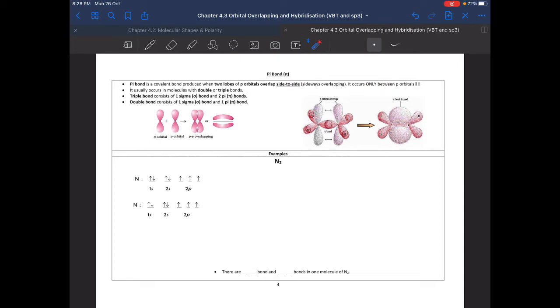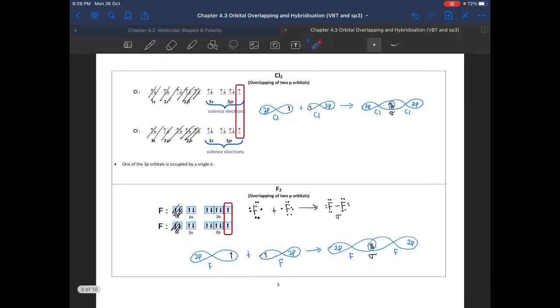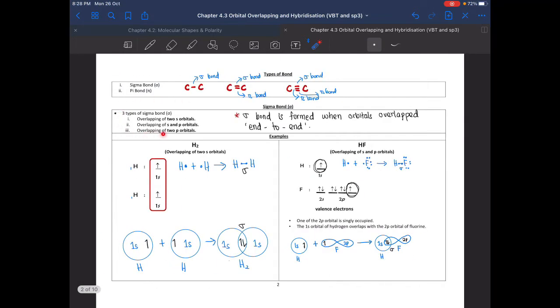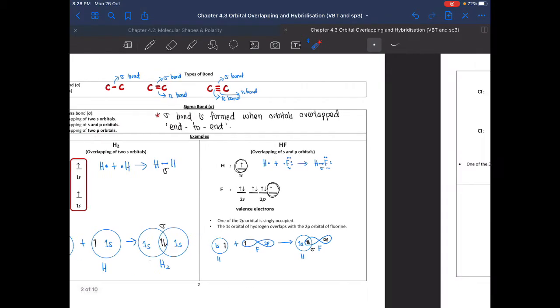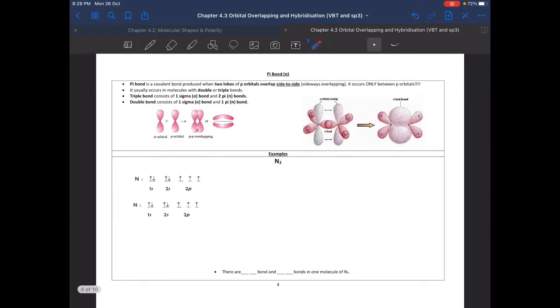Kalau tadi kalau untuk sigma bond, there are three ways to produce sigma bond overlapping antara SS, SP and PP orbital, but not for pi bond. For pi bond, dia hanya boleh berlaku bila overlapping tu antara p orbital dan p orbital sahaja. Okay, so untuk p orbital, kamu kena ingat kita ada banyak kan? Kita bukan banyak lah, kita ada 3.